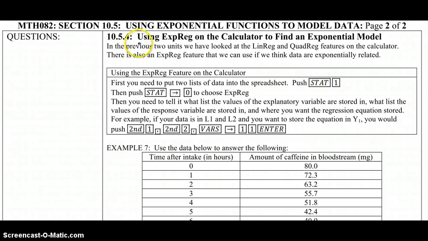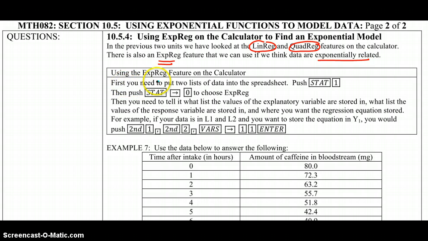So in this final topic, we're going to learn how to use the exponential regression on the calculator to find an exponential model to fit to some real-world data. In the previous two units, we have looked at linear regression and quadratic regression features on the calculator. Well, there's also an exponential regression feature that we can use if we think data are exponentially related.